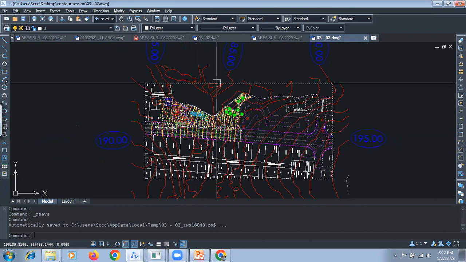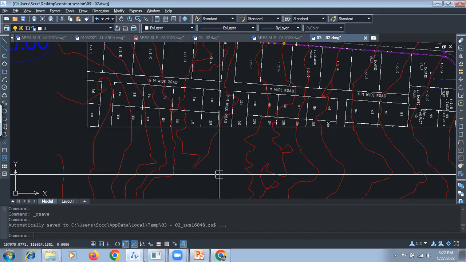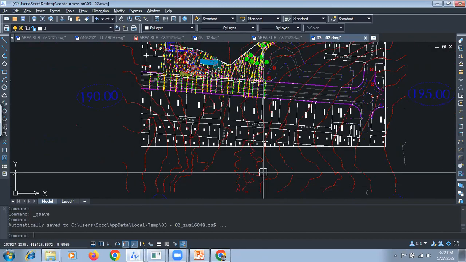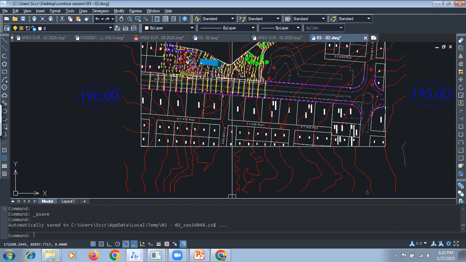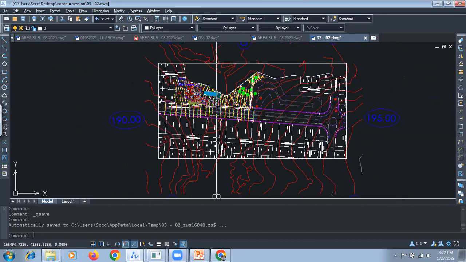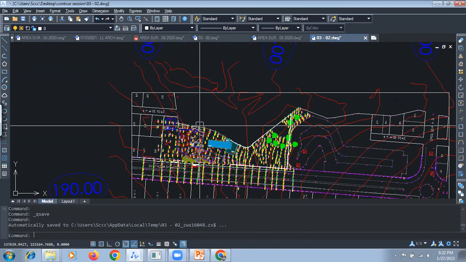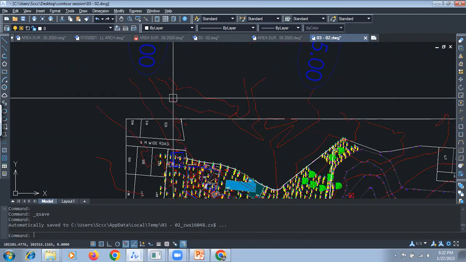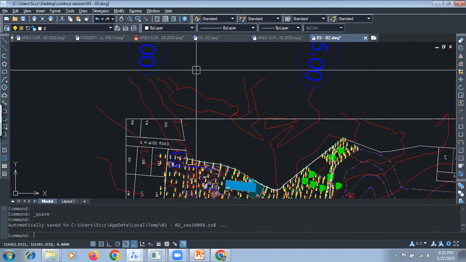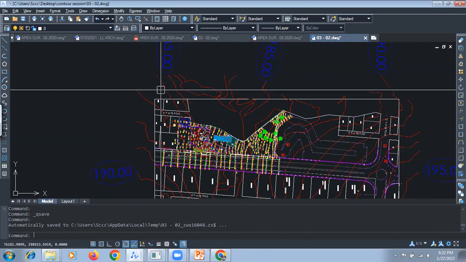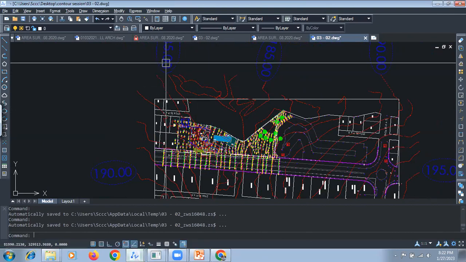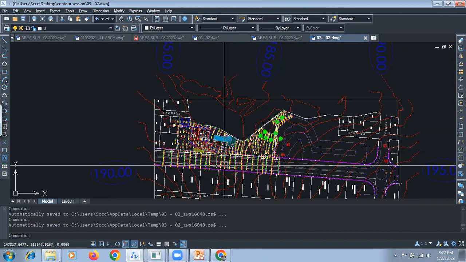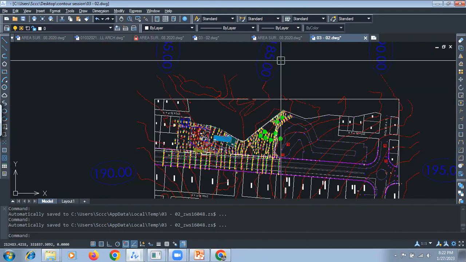What does it indicate, this particular one? If the loop is there, what does it indicate? Loop, you consider this as a small loop. Or you can see this 185 line is going like this and coming to this 185.